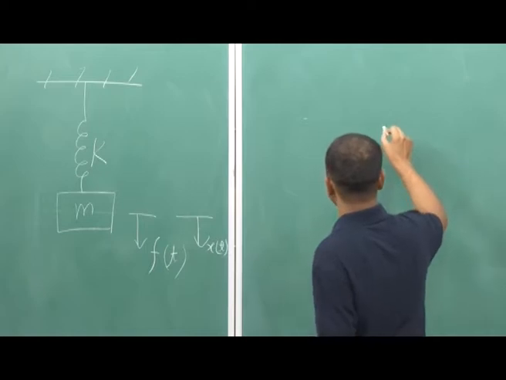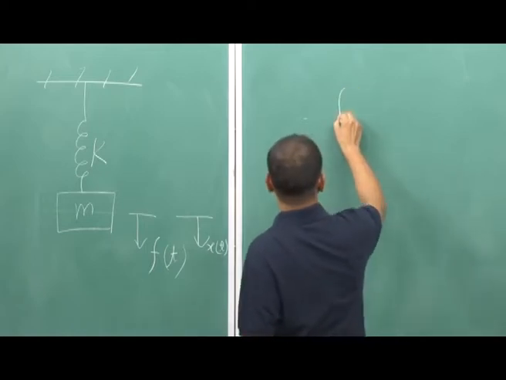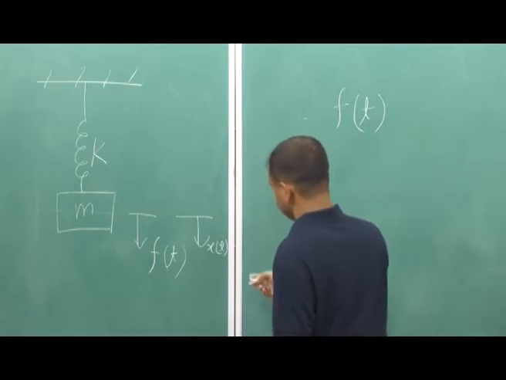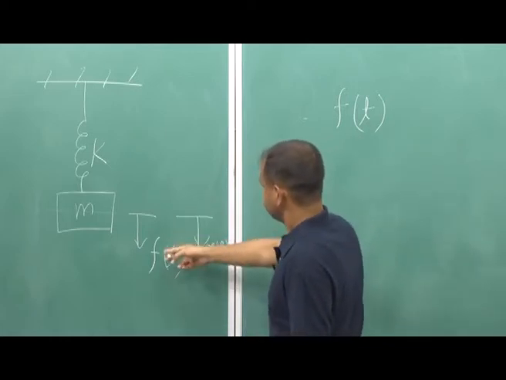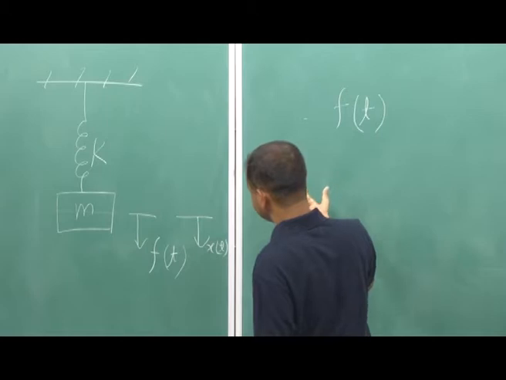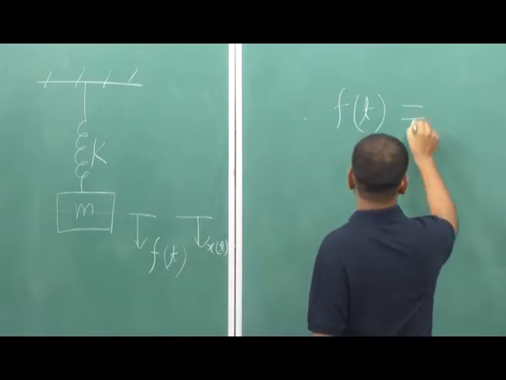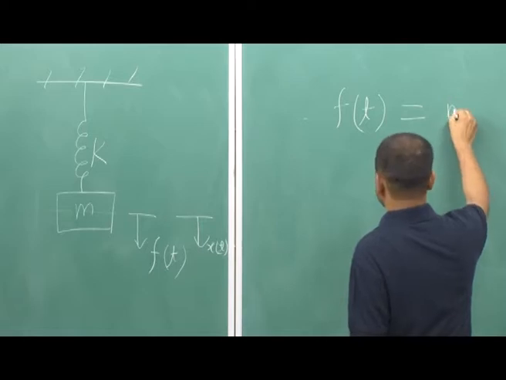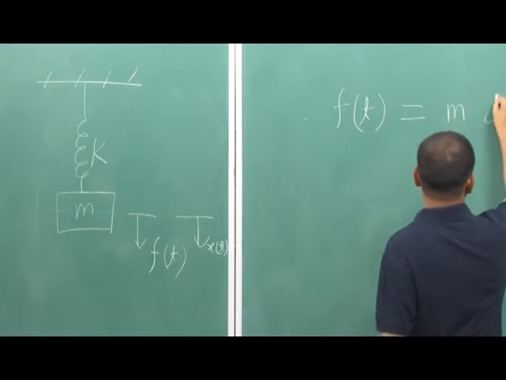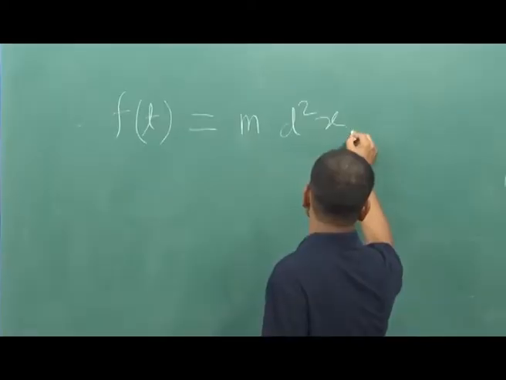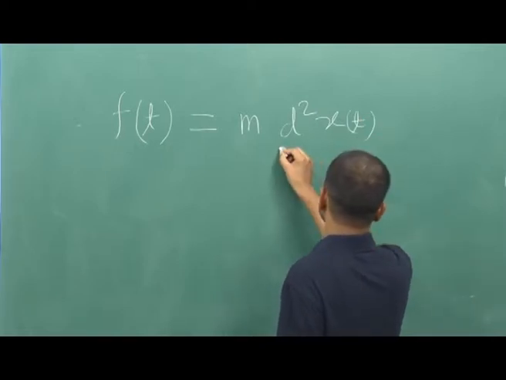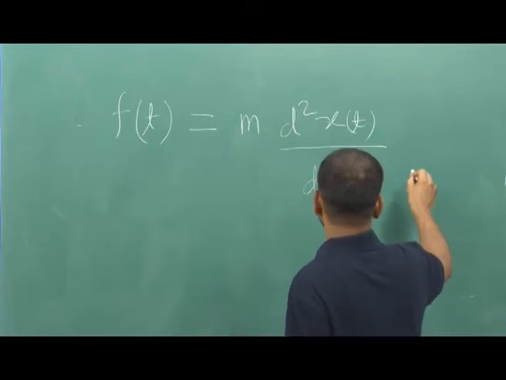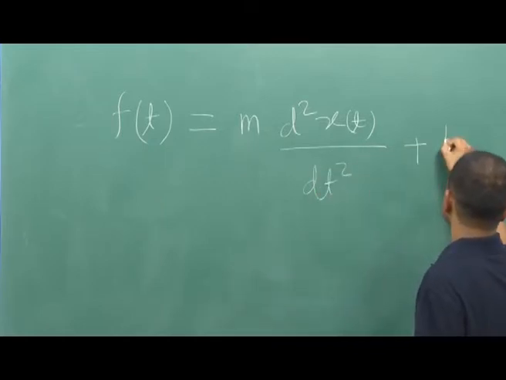When we apply the force F of t, the opposing force and the applied force will be equal. So, we can write F of t is equal to m d²x(t)/dt². This is the inertial force, and the force due to the spring.